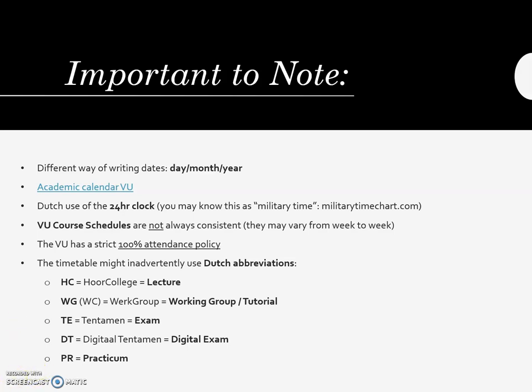It is also good to know that some VU courses schedules are not always consistent. This means that they may vary from week to week. The VU also has a strict 100% attendance policy. You will need to make sure you are available for each and every class. You will notice that in Europe, we write dates differently. We write it first the day, then the month, and then the year. We also use a 24-hour clock, which you may know as military time.